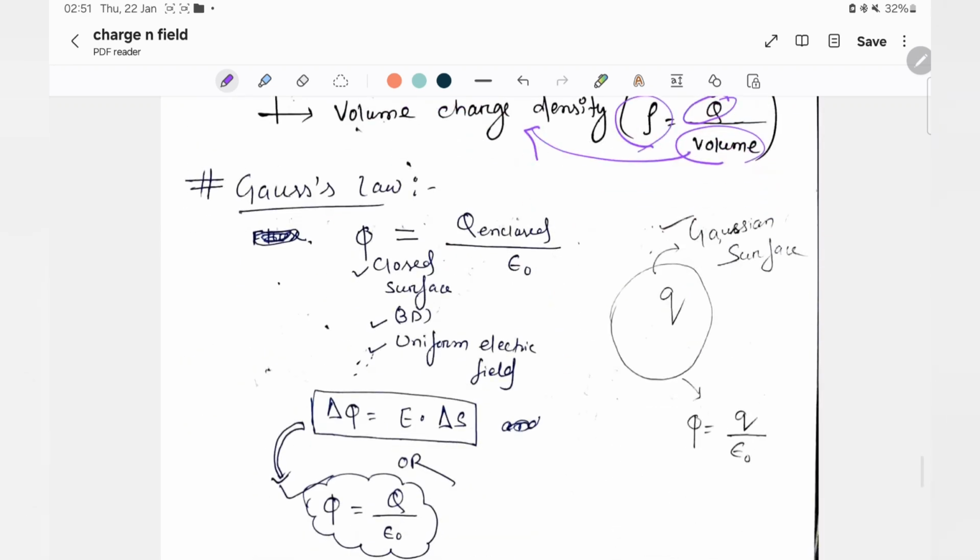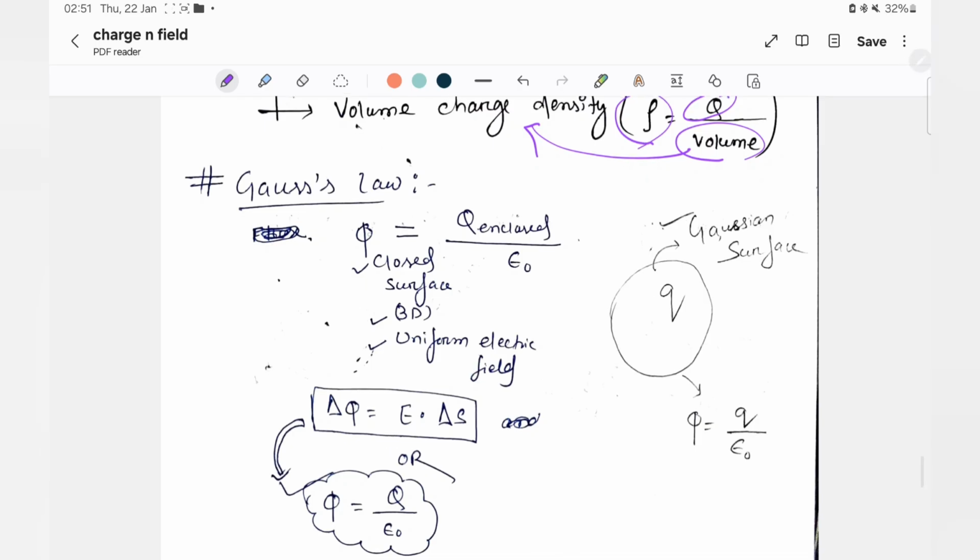Okay, now move towards Gauss law. Gauss law is nothing but about the electric flux.